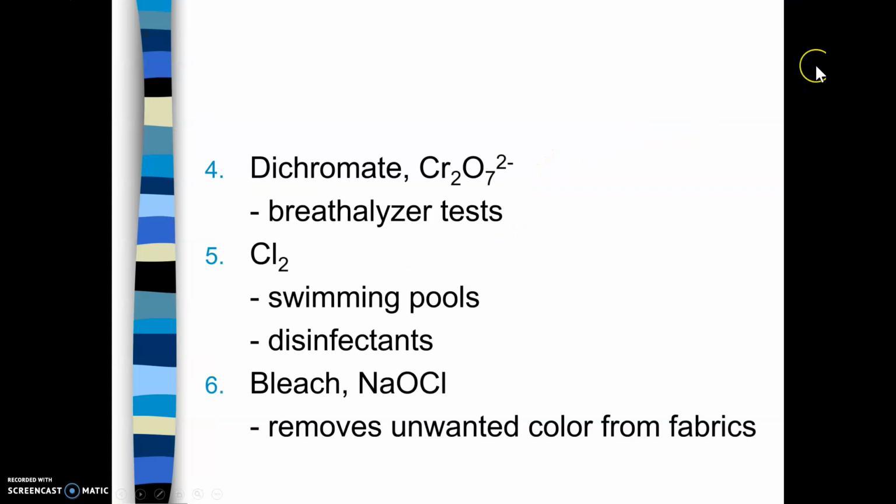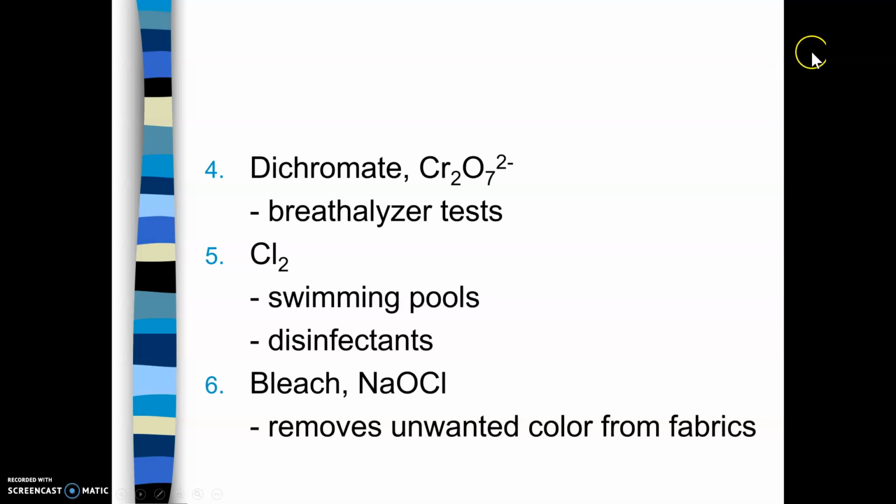Okay. Another common oxidizing agent is dichromate. That's a polyatomic ion. This is used in breathalyzer tests. Chlorine, which is used in swimming pools and again as a disinfectant. And the last one you should know is bleach, which has the formula of NaOCl. And bleach just removes unwanted color from fabric. It can also be used to disinfect clothes as well, like you put it in your washing machine to help with that. Okay, so those are 6 oxidizing agents you should know.